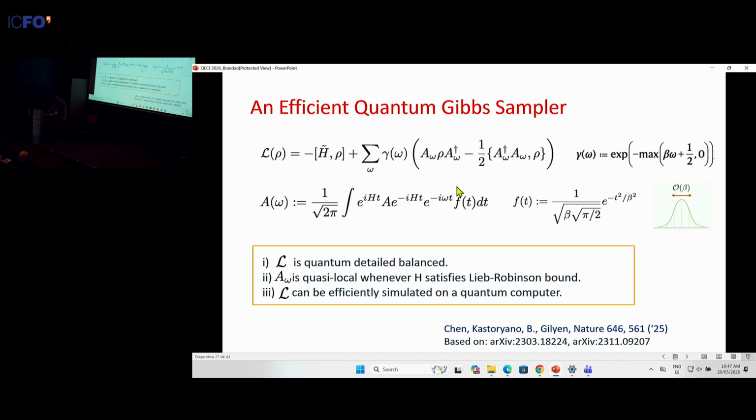So I think that was kind of an open question. Can you get a Lindbladian which is quasi-local and can prepare Gibbs states? The answer is yes. And second, because these A omega are quasi-local now, we can efficiently simulate L on a quantum computer, and therefore it does give a quantum algorithm for doing it.